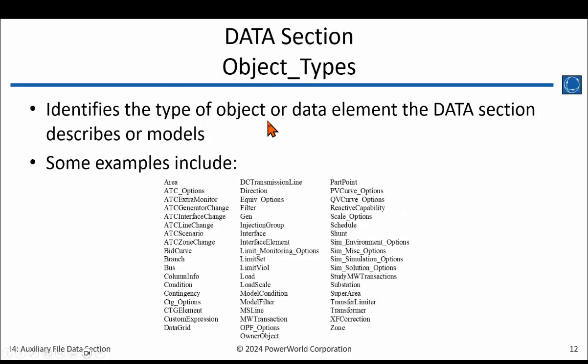So this next slide just shows some of the, I guess, more common object types that you might want to write out to an auxiliary file for purposes of using later. It's by no means comprehensive. We'll come back in just a bit and show you how you can get a master list of all of the object types in simulator and then all of the associated data with it. But this is just an example of some object types that might occur in a data section.